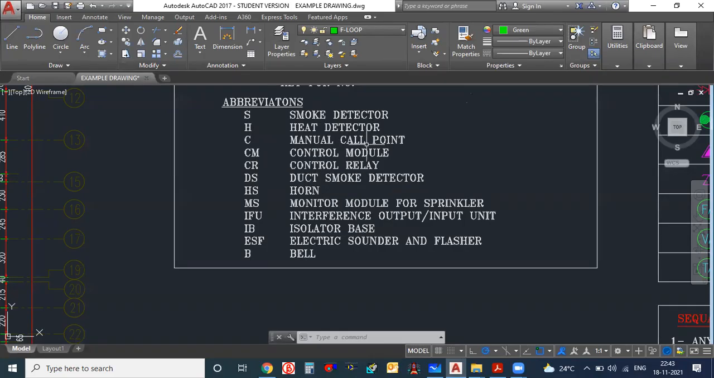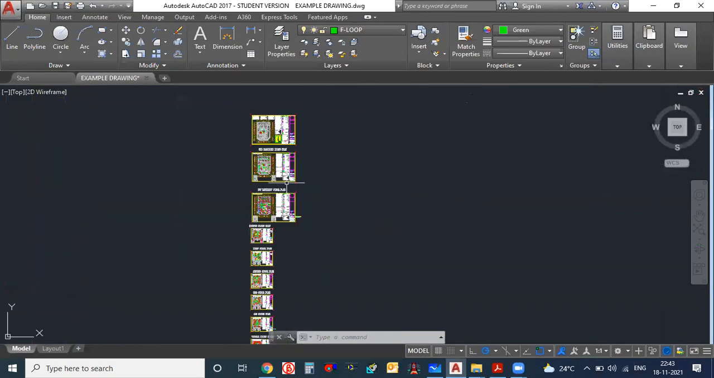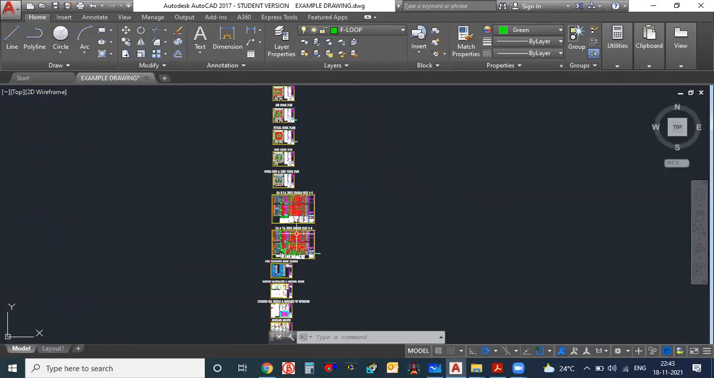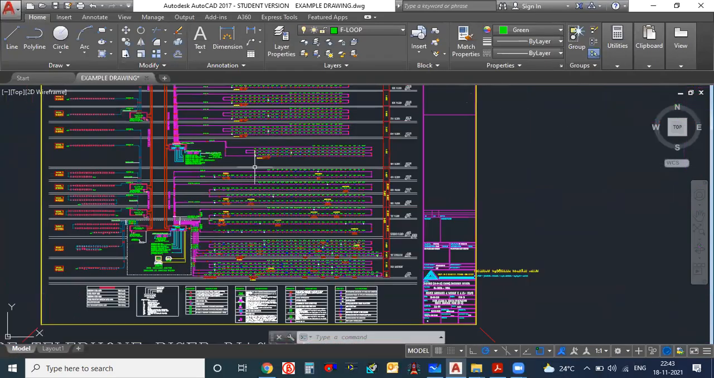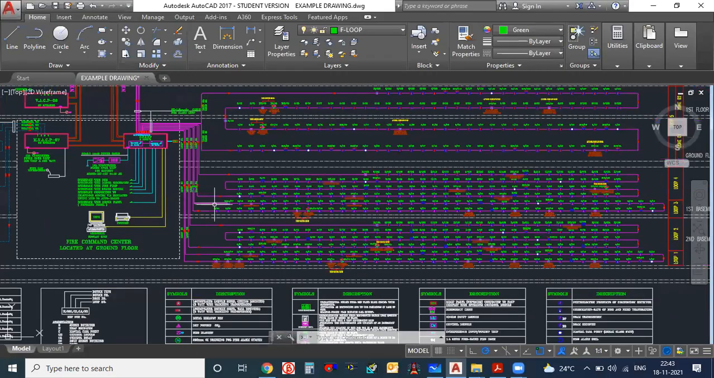Don't go more than 4 floors for each loop. No, I am showing only one loop. Yeah, one loop. Don't go in one loop more than 4 floors. It will cover a maximum of 4 floors.